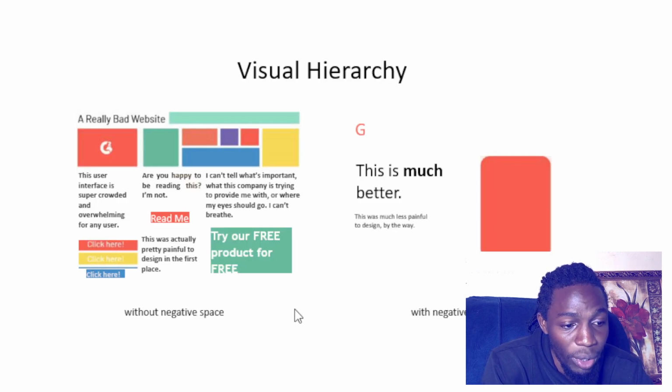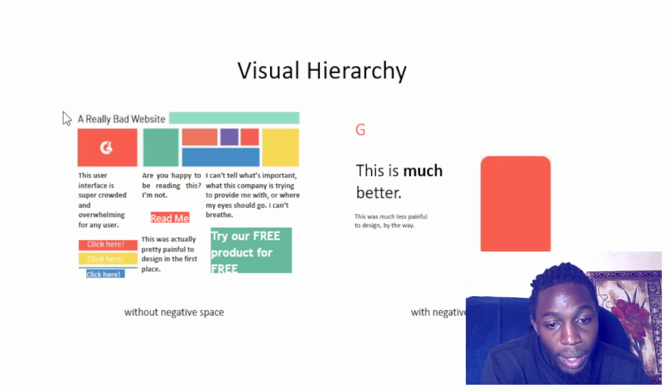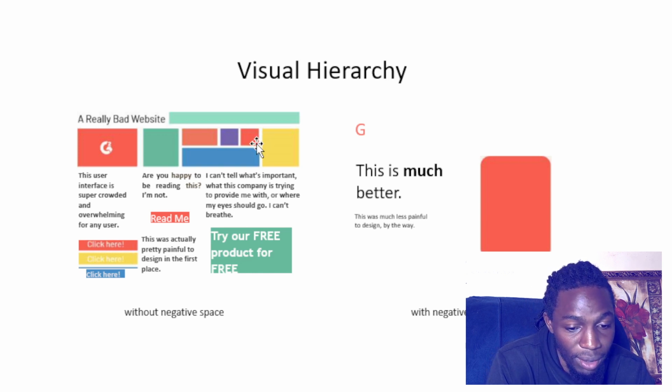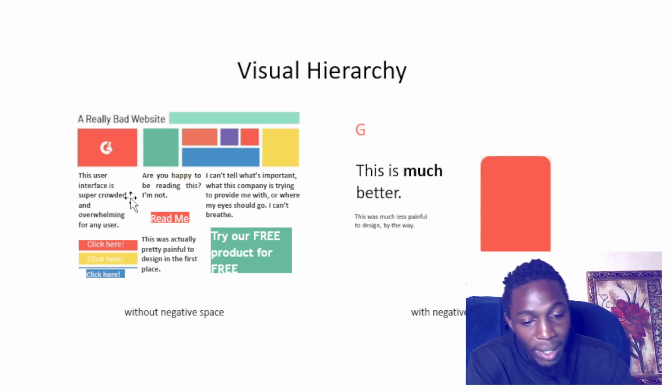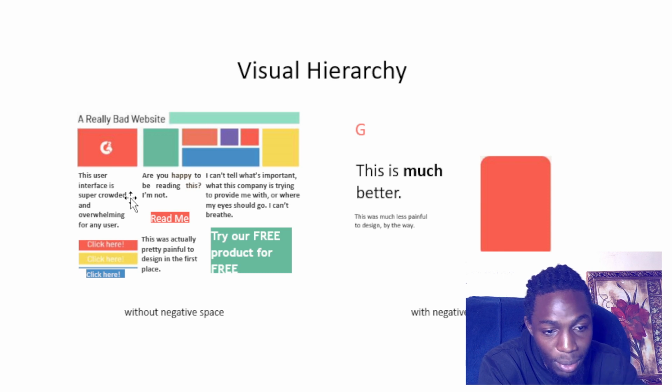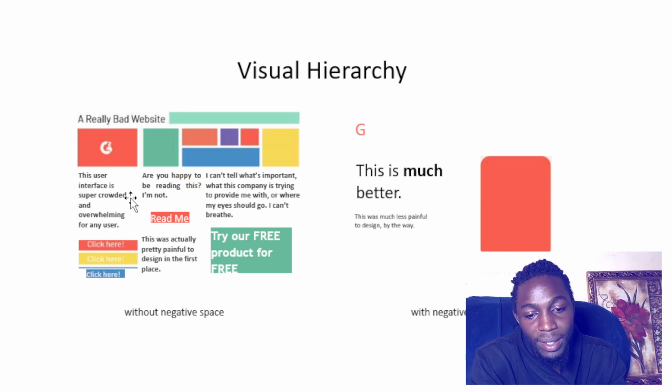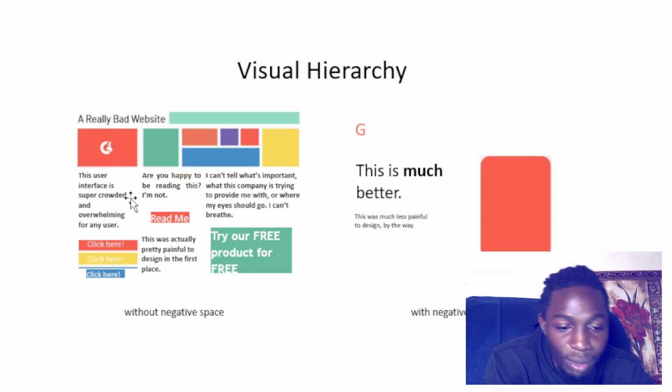So, for example, visual hierarchy. Here we can see we have a really bad website. You can see how cluttered it is, how the arrangement and the colors are. It doesn't even have the space like I have said, it is without negative space. It is just a mix of colors, just text, there's no repetition, so it has a lot of mistakes.